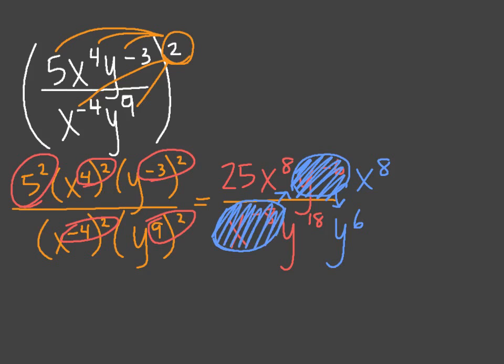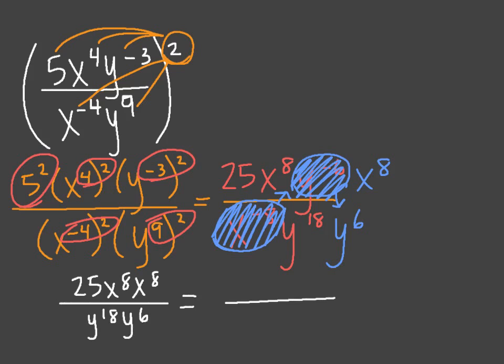So if I were to rewrite this problem, I currently have 25, x to the power 8, x to the power 8, all divided by y to the power 18, y to the power 6. Now my last job is to simply get there so that there's only one number, one x, and one y. Luckily, I already only have one number, so the 25 is going to stay where it is.